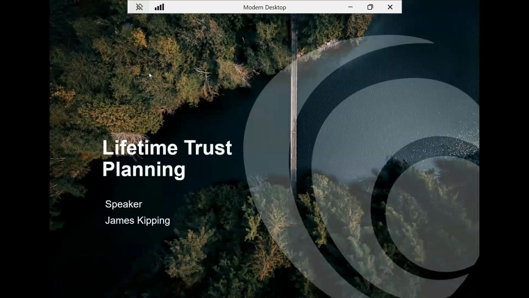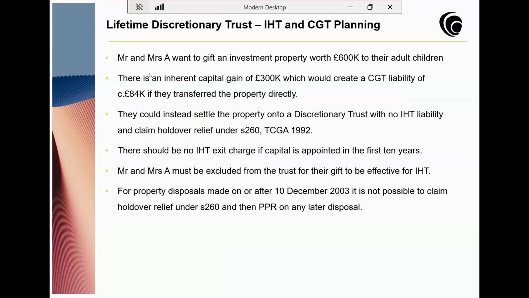So for the final couple of minutes before I hand over to David, I'll look at a couple of ways that trusts can be useful during lifetime as a tax planning tool. So in the first example, clients have an investment property which they want to give away for inheritance tax purposes, but they don't want to incur a capital gains tax liability in doing so. As you'll know, the transfer of chargeable assets for capital gains tax purposes, even by way of a gift, will give rise to a capital gains tax liability.